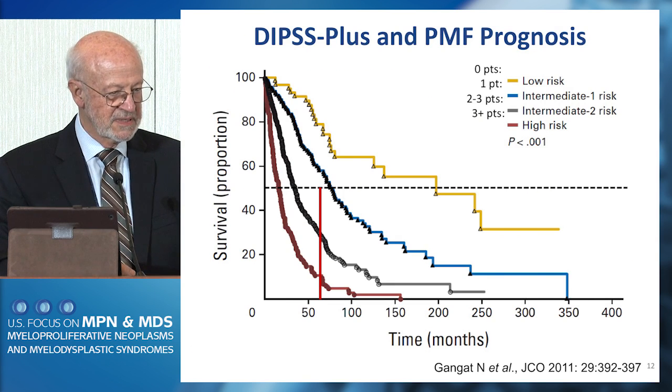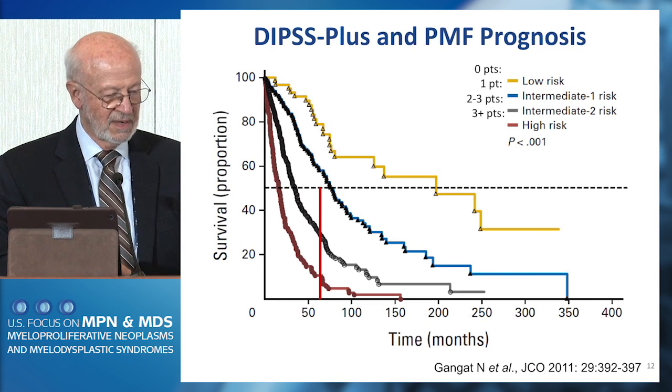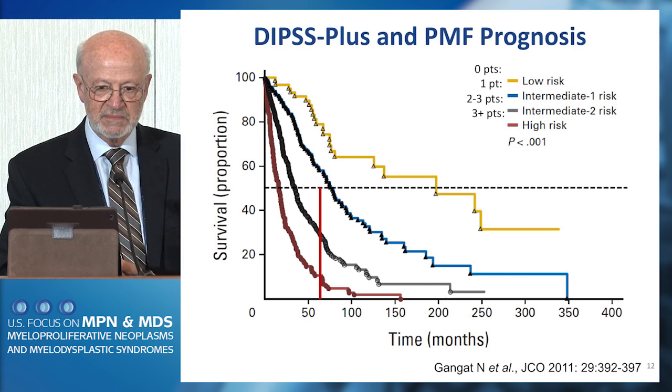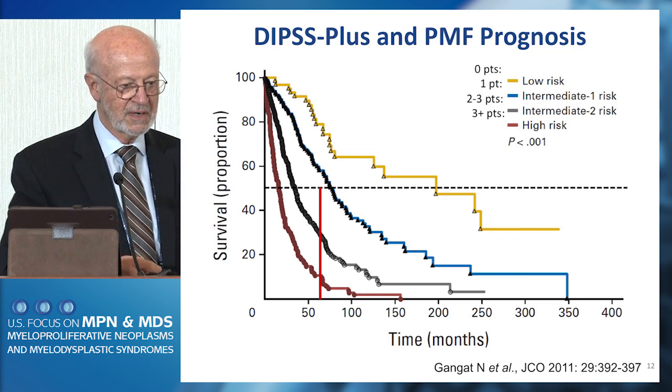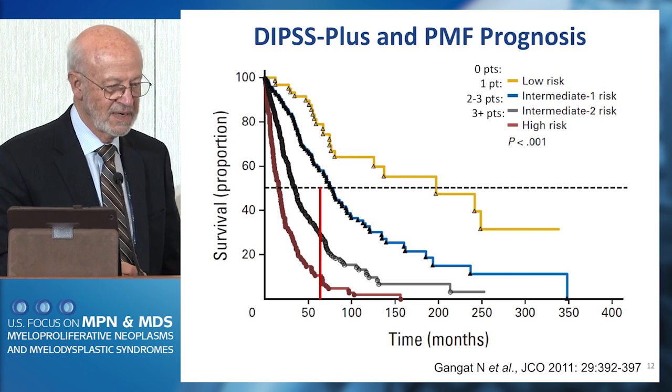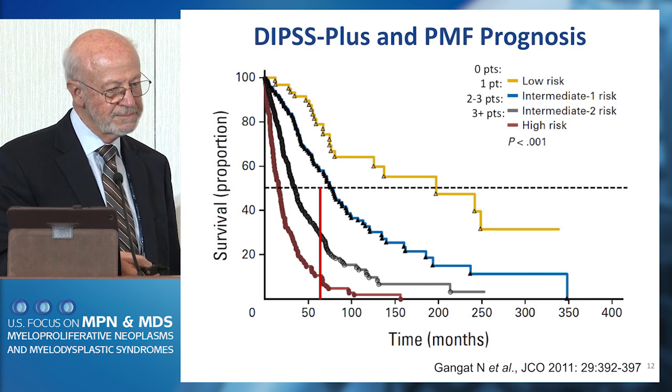And if one incorporates this into the DIPSS plus, one can generate survival curves like this. And I put the red line down there at the 5-year survival. That seems to be a good discussion point when you're talking to patients. What is the likelihood I'll be here in 5 years?